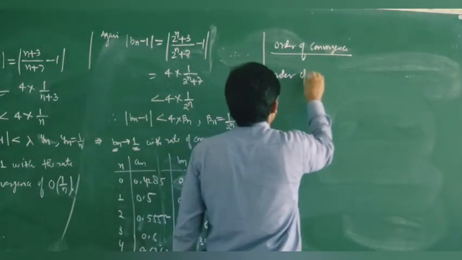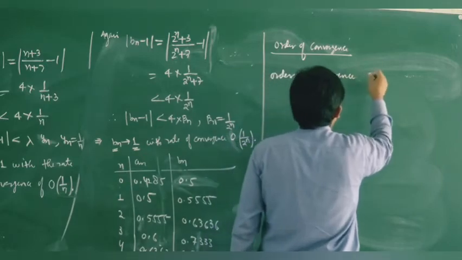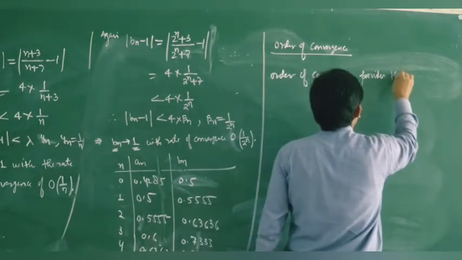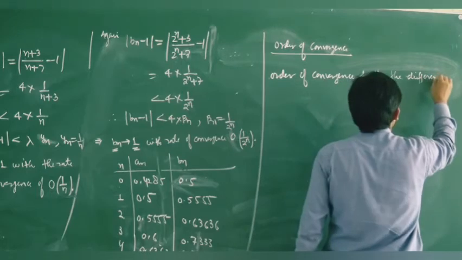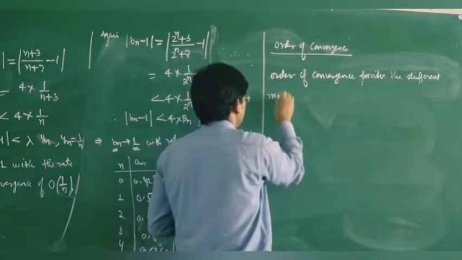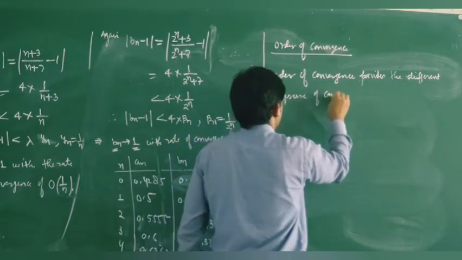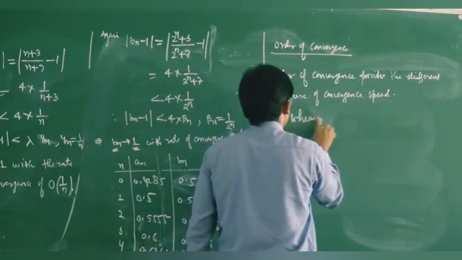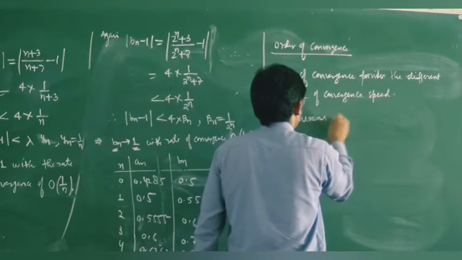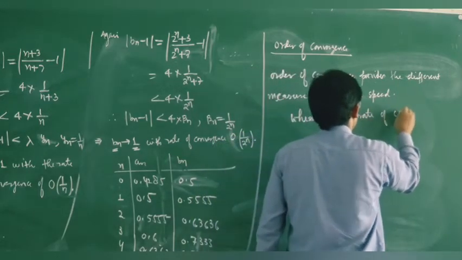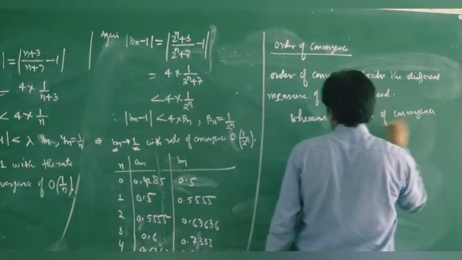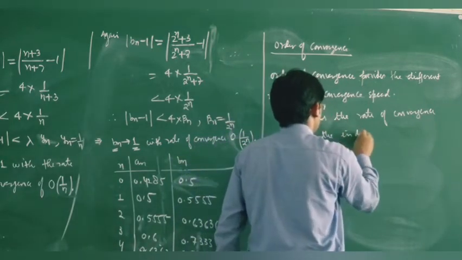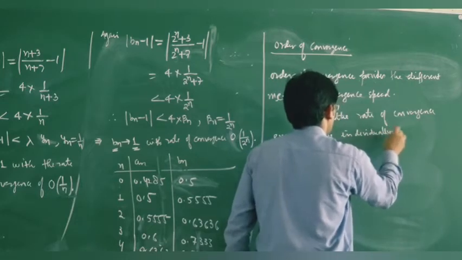Order of convergence provides a different measure of convergence speed, whereas the rate of convergence examines the error values.